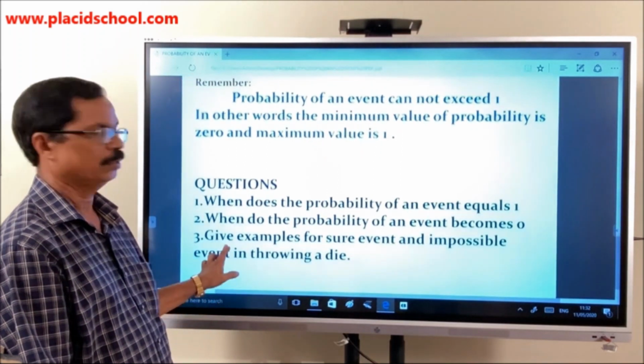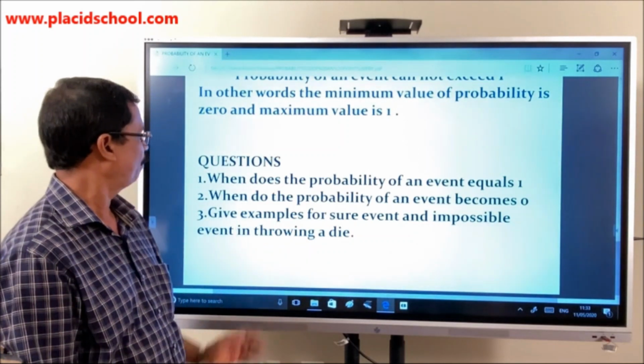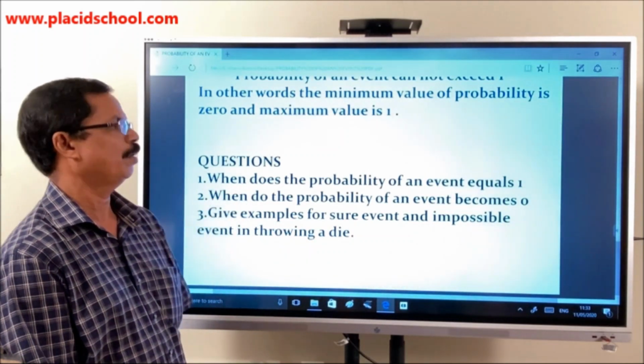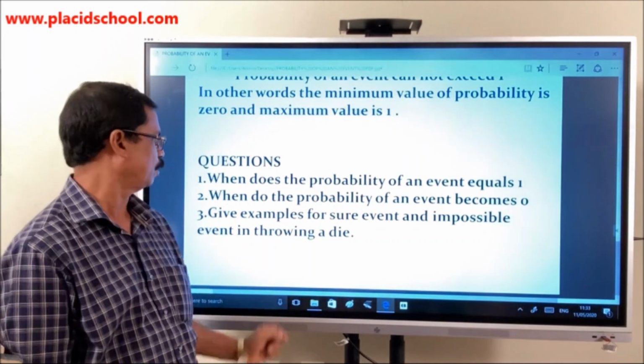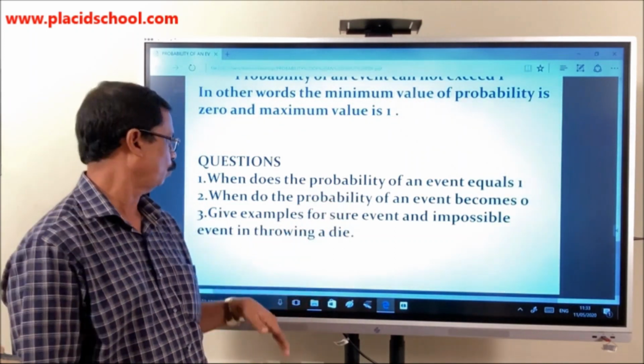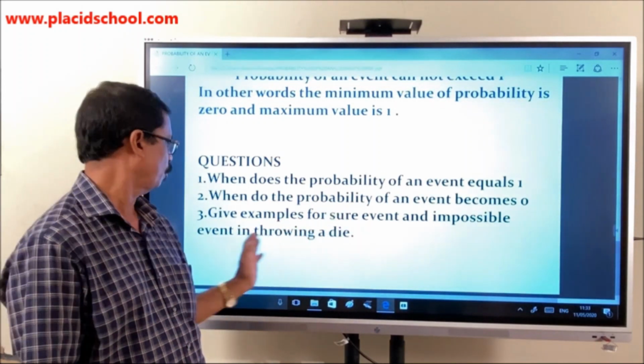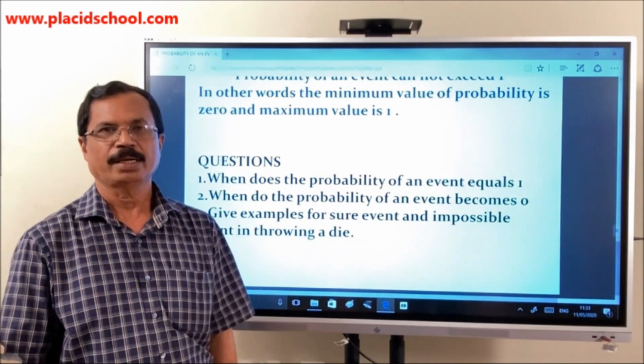Now there are some questions you have to think yourself. First question, when does the probability of an event equal 1? Question number 2, when does the probability of an event become 0? And third one, give examples for sure event and impossible event in throwing a die.